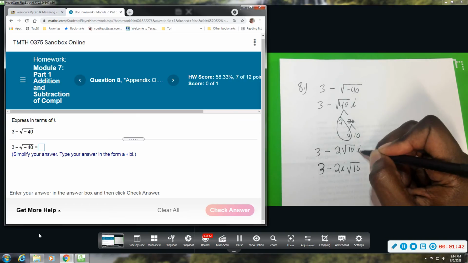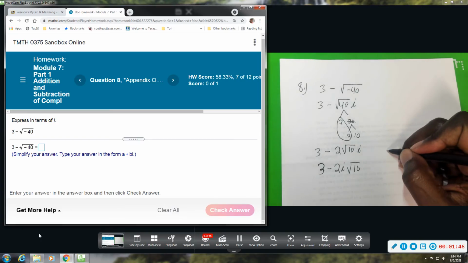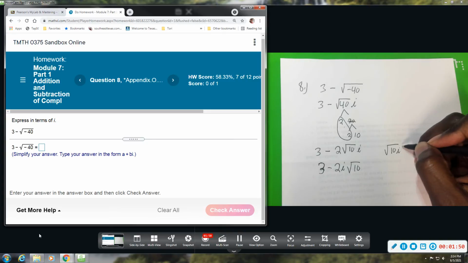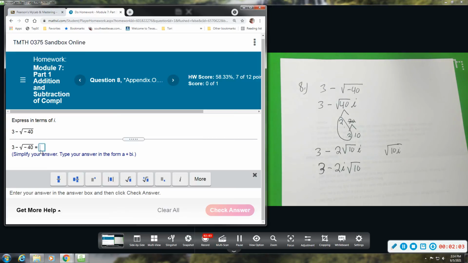Sometimes we don't put that i behind the square root for that reason, that it confuses people with, is it under the square root or is it not? So I have been writing it at the back, but you just got to make sure you don't put it under there. You can write it like this as well. So I'm going to do 3 minus 2i square root of 10.